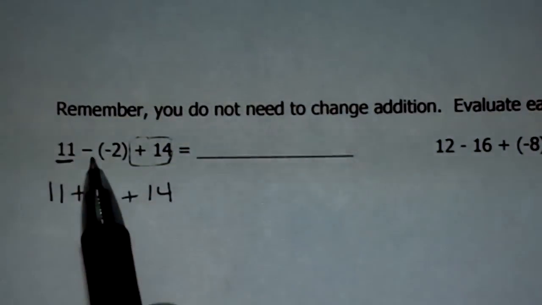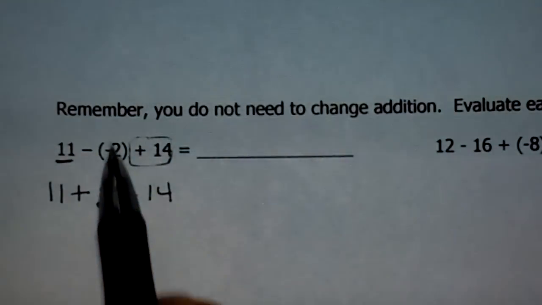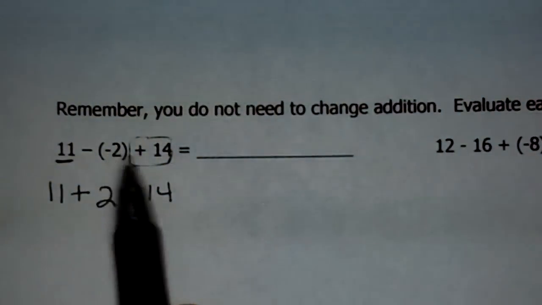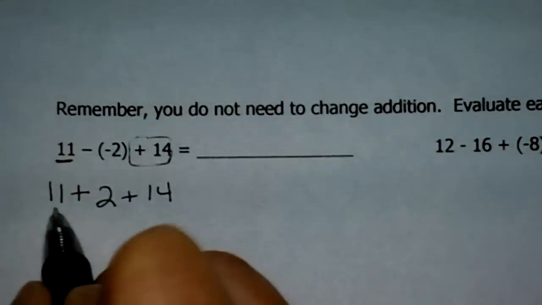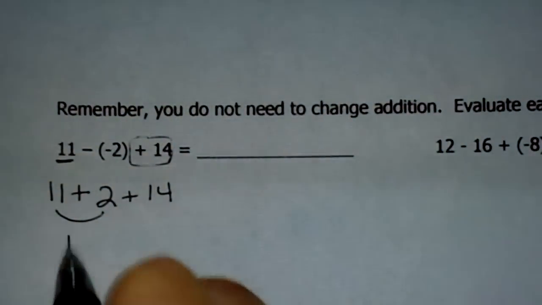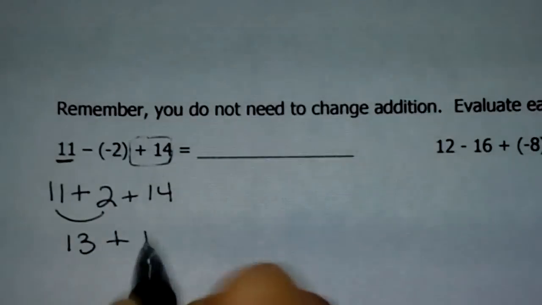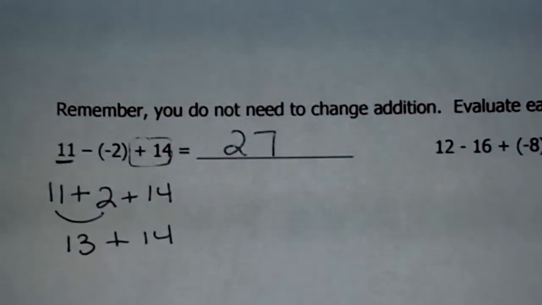Only change the subtraction to addition and the number that follows the subtraction sign. The single number that follows it. You don't need to change addition. So now add them in any order that you want. 11 plus 2, that's just normal. It's 13, and I still have to add that 14, and 13 plus 14 is 27. One more of these and then you can be done.